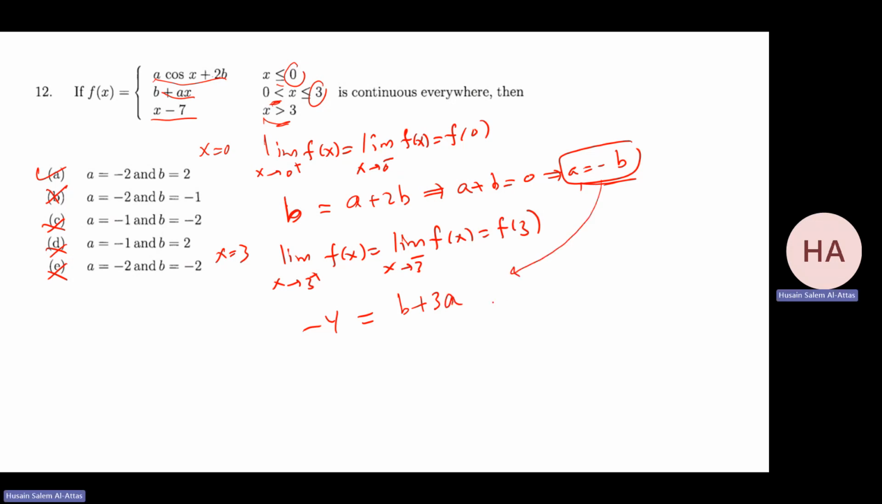Plug it here. That means minus 4 equal what? B minus 3b, which is minus 2b. So b equal 2 and a equal minus 2, which is this one.